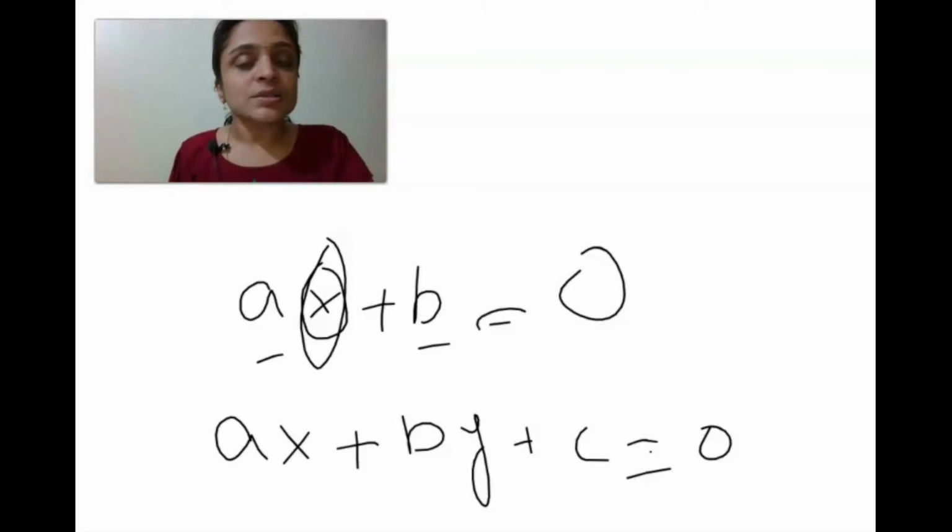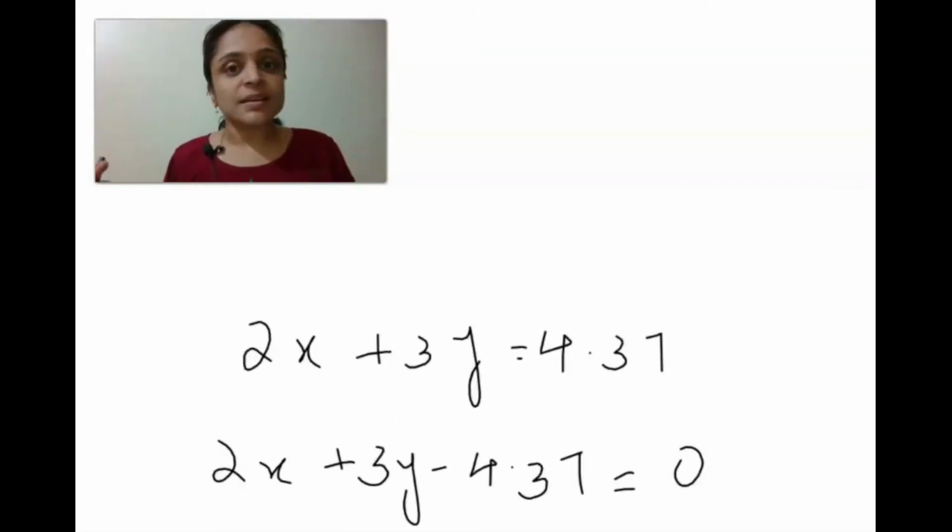Okay, understood the definition? Now, examples are given in the NCERT book, and from that I am giving you the first example. Write 2x plus 3y equal to 4.37 in the form ax plus by plus c equal to 0. So, you have to write this in the form ax plus by plus c equal to 0. That is the general form of a linear equation in two variables. So, this is easy, right?